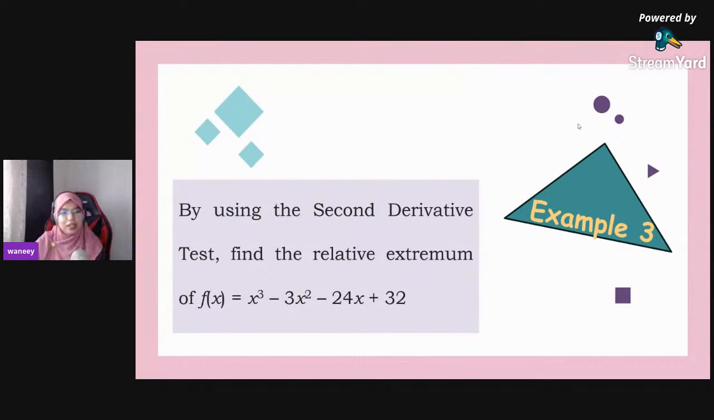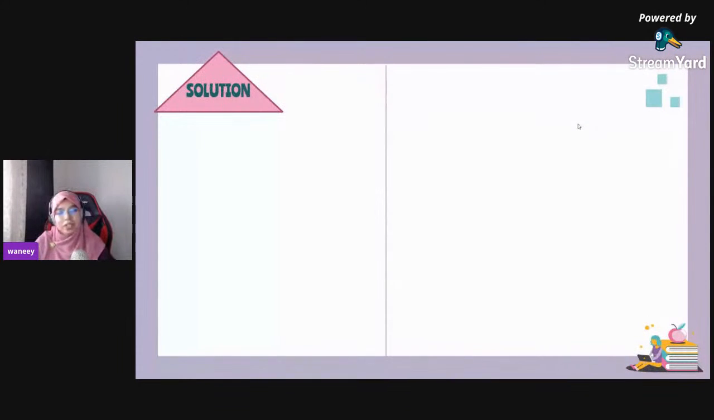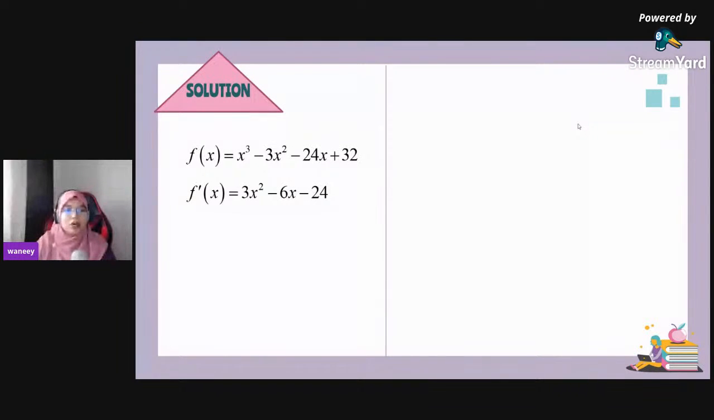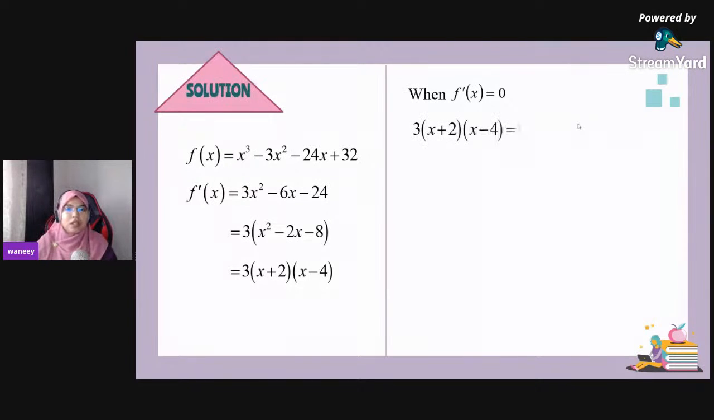Okay, so let us find out the first derivative and then differentiate again to get the second derivative. So we need to find two things, the first derivative and the second derivative. Differentiate once, we are going to get 3x squared minus 6x minus 24. And then factorize because we want to find the critical point. Okay, so 3(x plus 2)(x minus 4). When f prime of x equal to 0, you let it equal to 0. So x is equal to negative 2, x equal to 4.